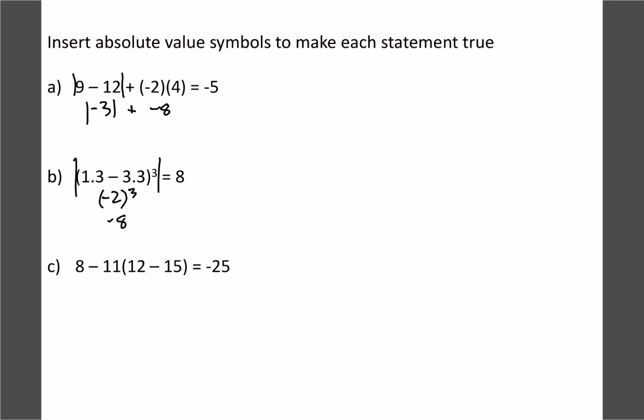And the last one, we have 8 minus 11 times negative 3. That would be 8 plus 33, which would give us too big of a number. If we get negative 33 on that, that would give us the negative 25. So we want this to stay as negative 33. How about if we put the absolute values around just the brackets? We'd have negative 11 times positive 3. That would give negative 33.